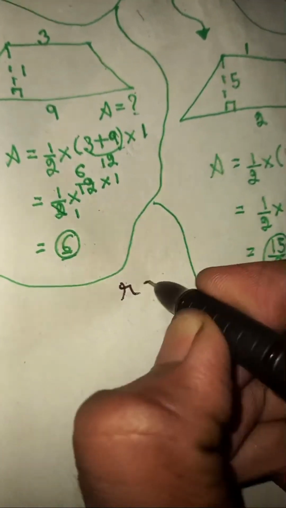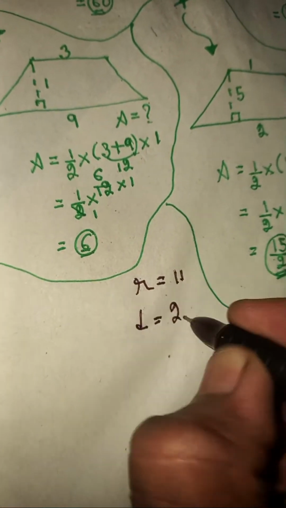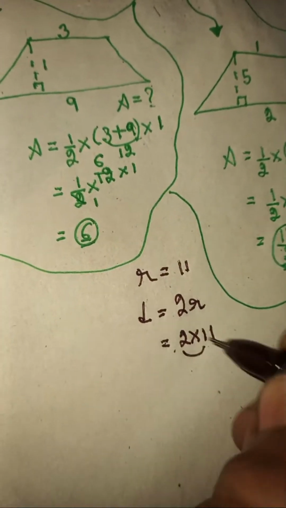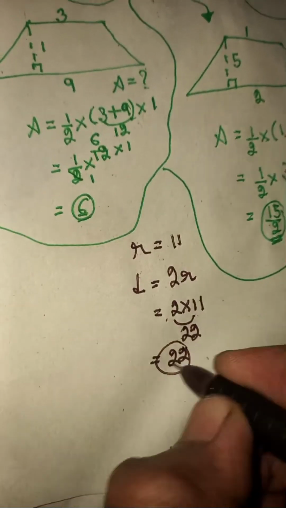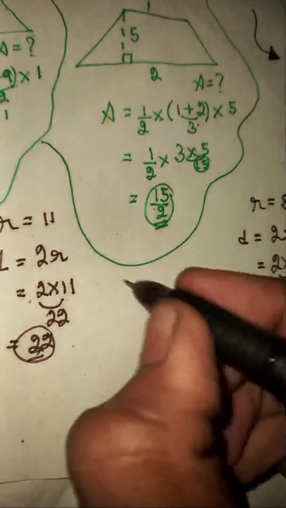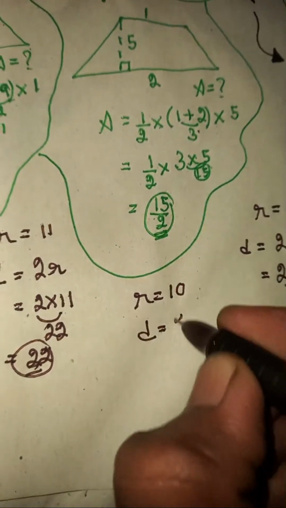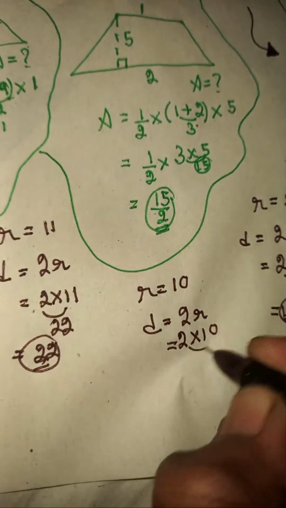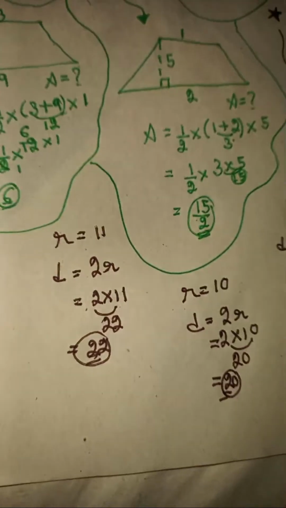Now let's take one more. Here they have given the radius as 11 units. What's the diameter? That is 2 times the radius, which is 2 times 11. 2 times 11 is 22. So the diameter is 22 units. Now take the radius equal to 10 units. Then the diameter is 2 times the radius, which is 2 times 10, which is 20 units. Now 20 units is the diameter.